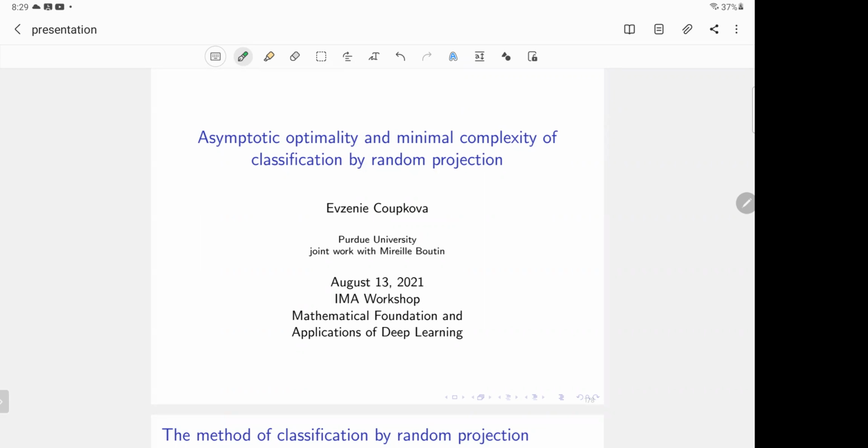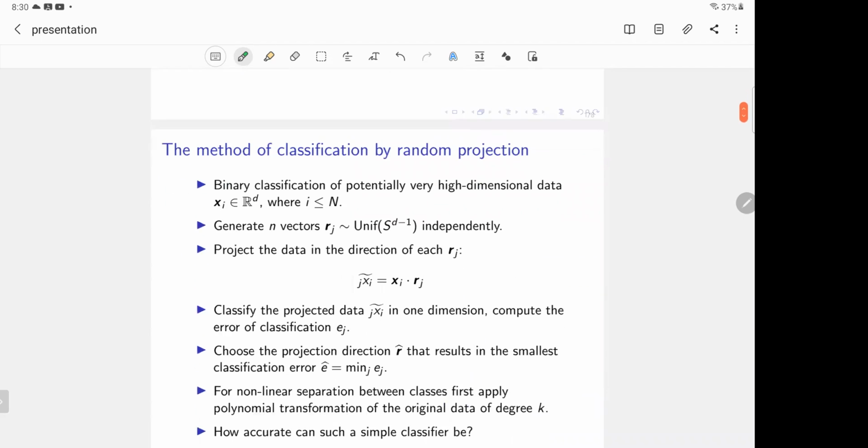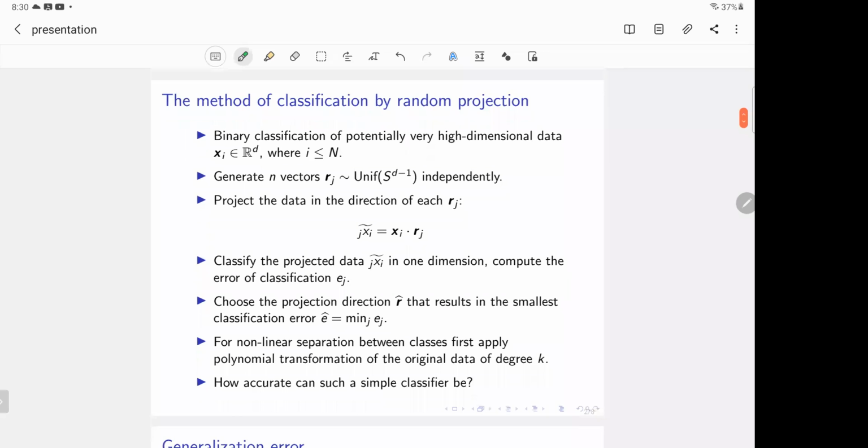So today I would like to present a work which is joint work with my advisor, Professor Bhutan from Purdue University, and it is on asymptotic optimality and minimal complexity of classification by random projection, where we quantify minimal complexity via the generalization error and explore the connection between the generalization error and the complexity of a method used to classify. Let me first introduce the method of classification by random projection.